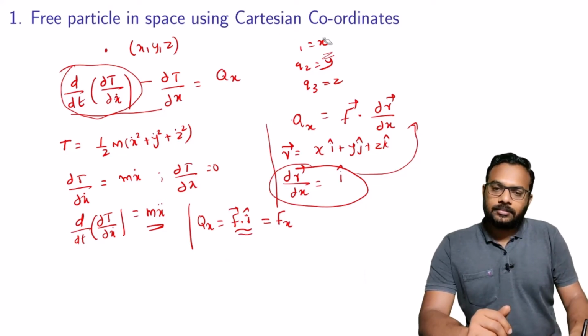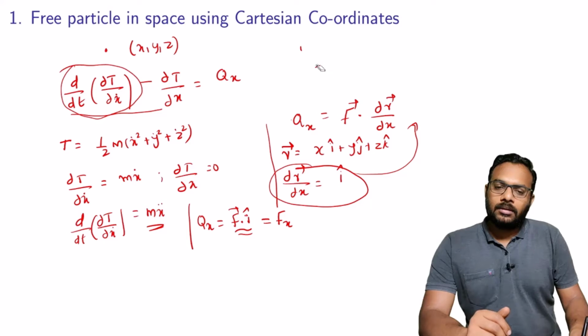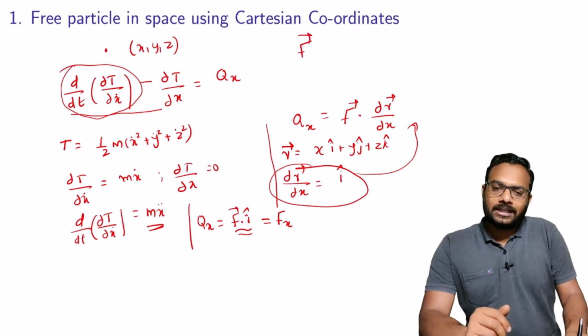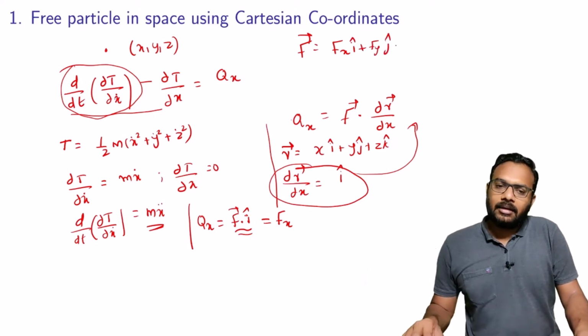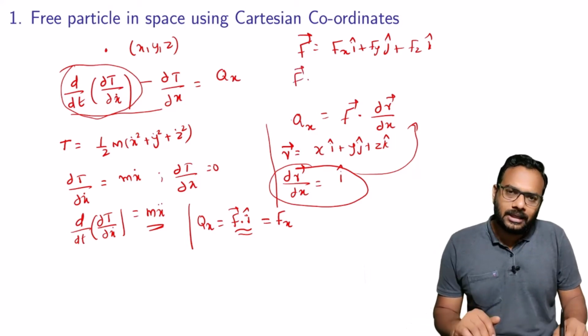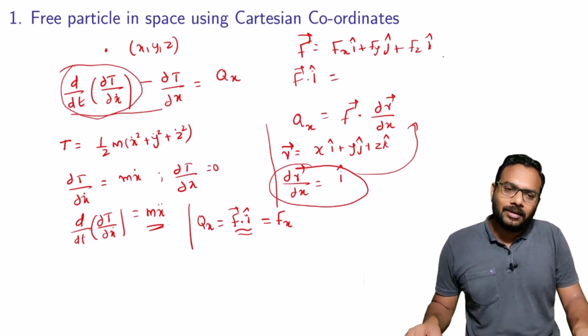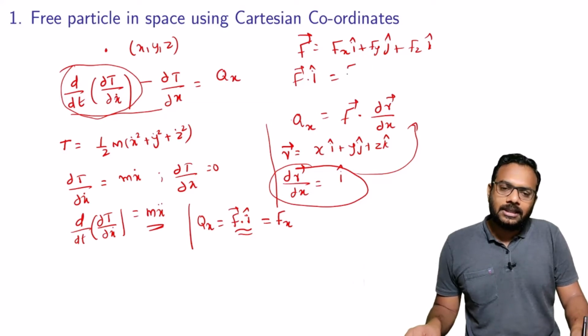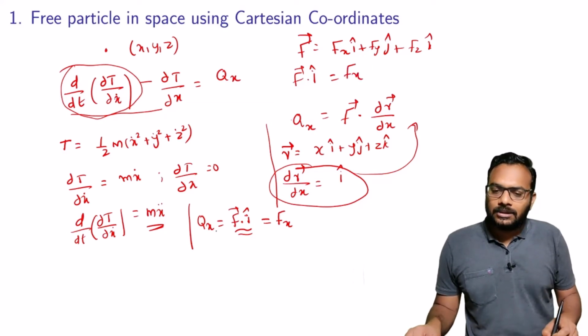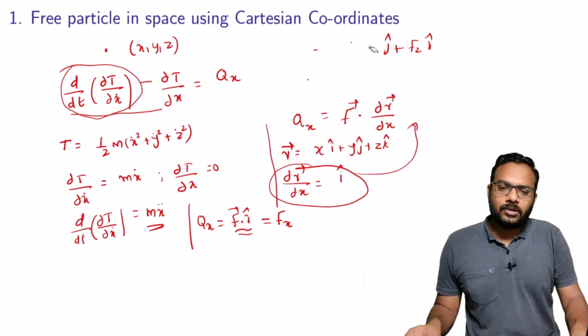Because we can write the force F vector as Fx i cap plus Fy j cap plus Fz k cap. And this i, j and k is an orthonormal set of basis vectors. So if you take F dot i, because i dot i is 1, i dot j is 0 and i dot k is also 0, you get Fx. Now it's just a matter of putting all this together.